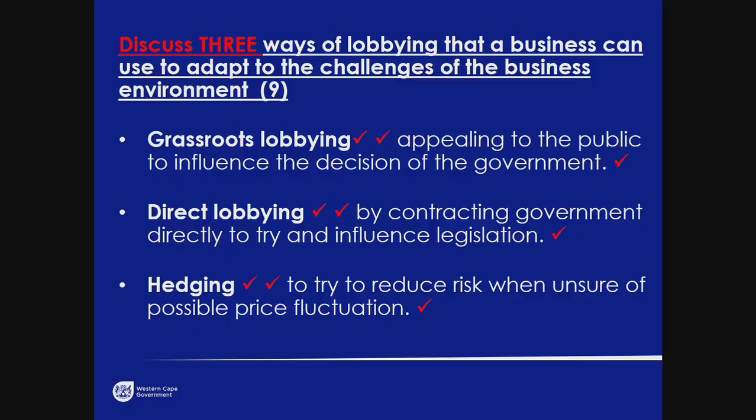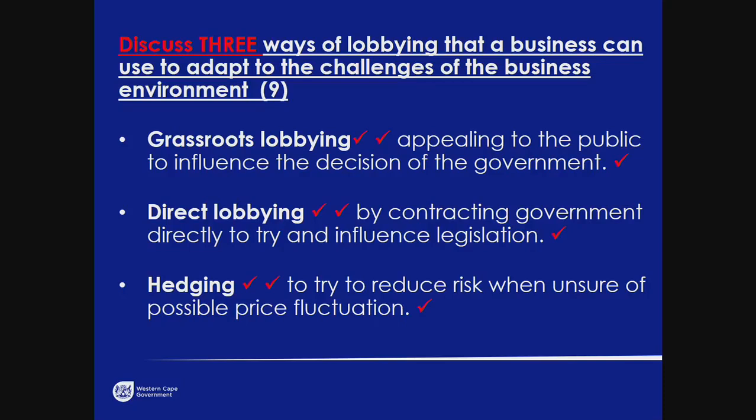The next question is a very interesting one. Once again, there's a number of facts specified. It says, discuss 3 ways of lobbying that a business can use to adapt to the challenges of the business environment. Now, guys, you can see here that the mark allocation is 9. It would be highly unlikely that you will get a 9-mark question in the way these question papers are structured these days. It used to be 300-mark papers, then you could have space for 9-mark questions. Now it's going to be very difficult, but the idea remains the same.